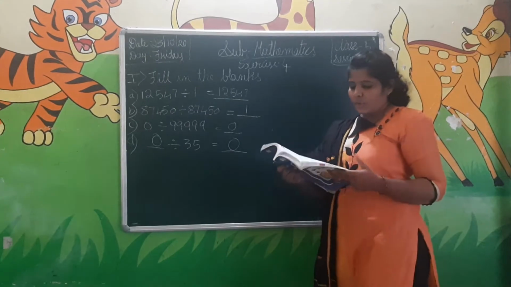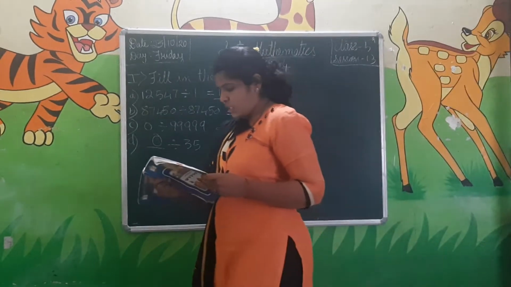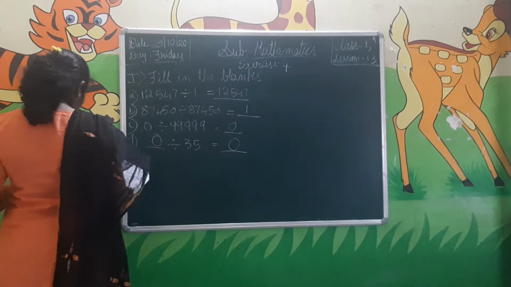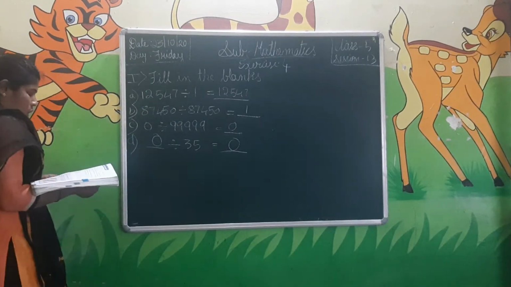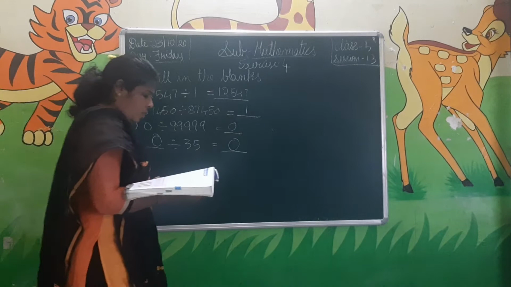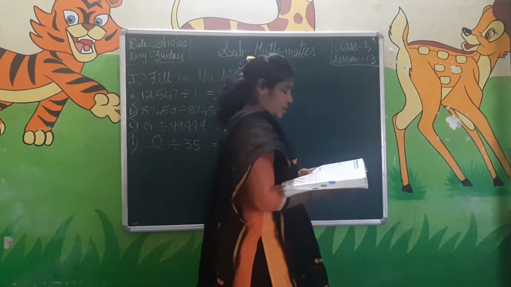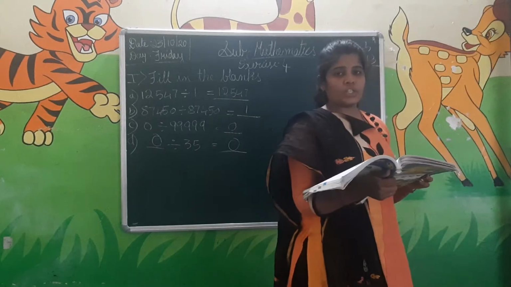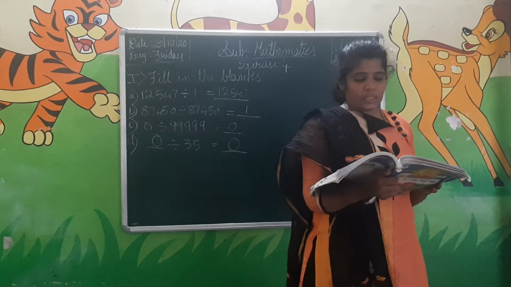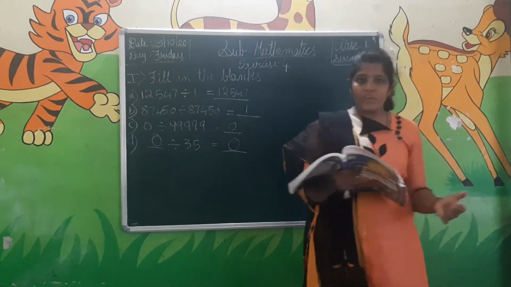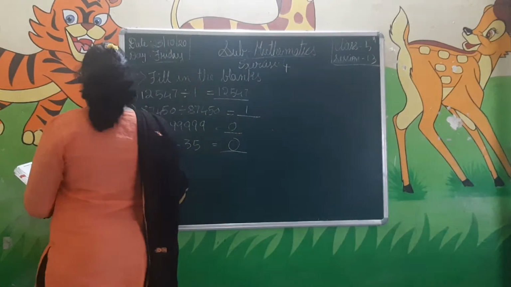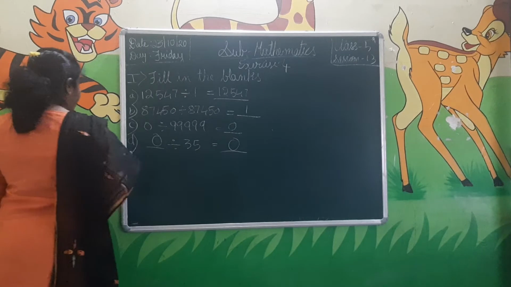In the second one, what they have given: find the number which when divided by 35 gives 22 as the quotient and 14 as the remainder. If we divide any number by 35, it gives the quotient 22 and the remainder 14. We don't know the dividend, so we have to find the dividend. Then how should we find it? First I'll write the question on the board.